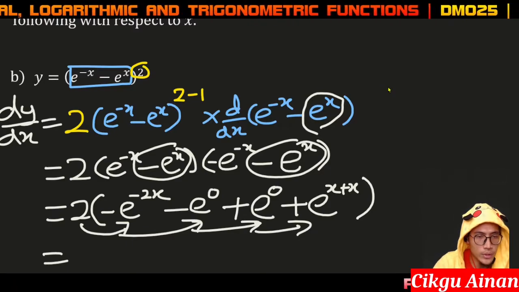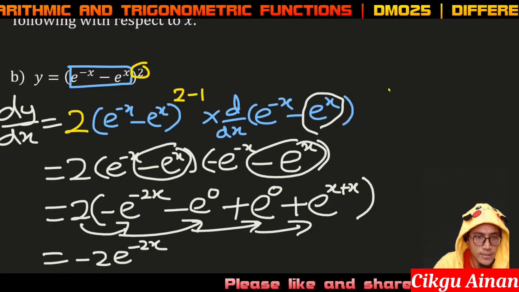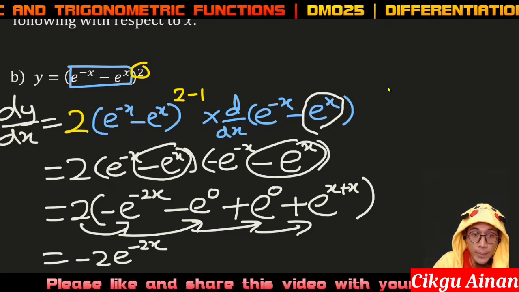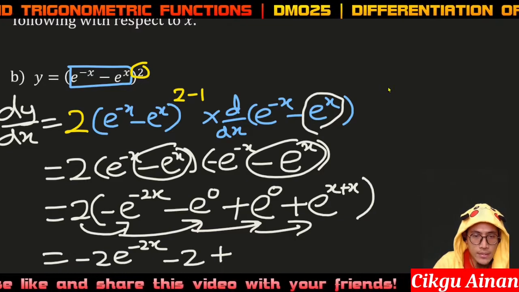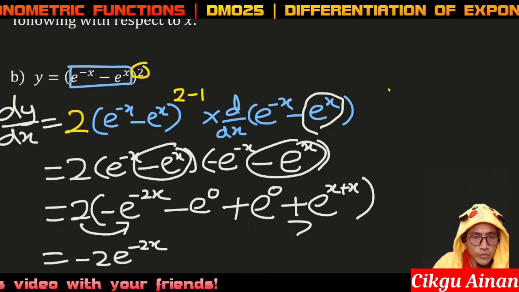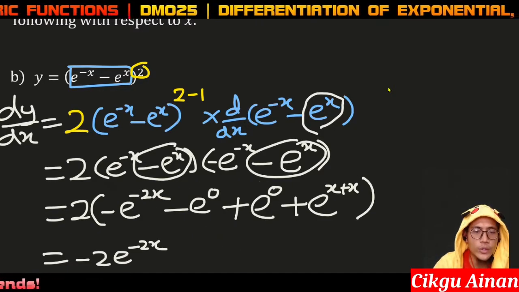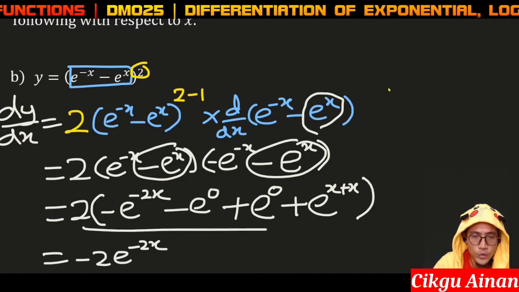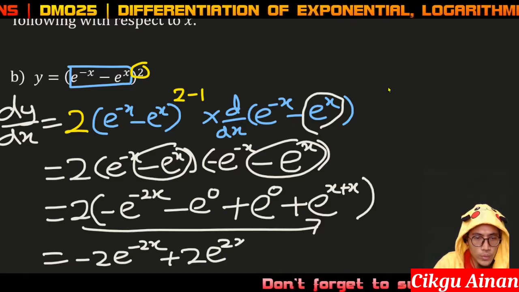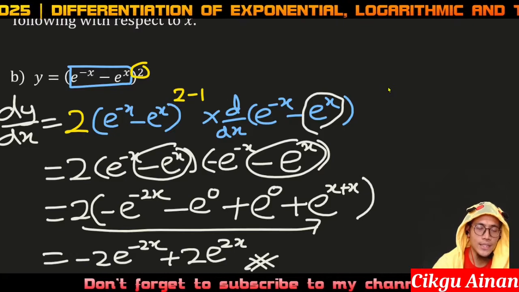Now, we can expand these two to every term over here. So minus 2e to the power of minus 2x. This one, e to the power of 0 is 1, and then multiplied by 2 is minus 2, plus 1 multiplied by 2 is 2. Actually, the one in the middle over here becomes 0 already, so no need to bother. So 2 multiplied by this one, plus 2e to the power of 2x. So this is the answer for the second example.